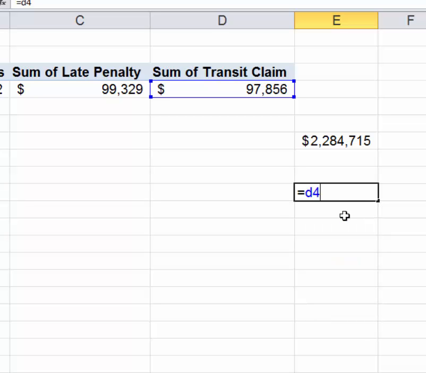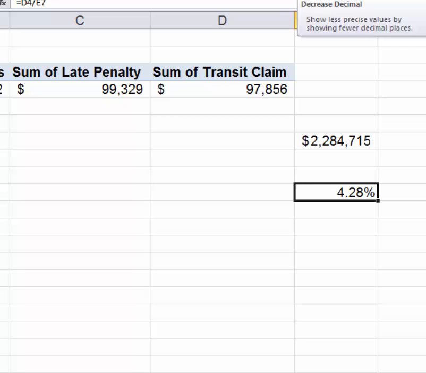D4, divided by the total shipping cost, and it will tell you, and again this is a percentage, it will be 4.3 or 4.28%. Now let's do one more.